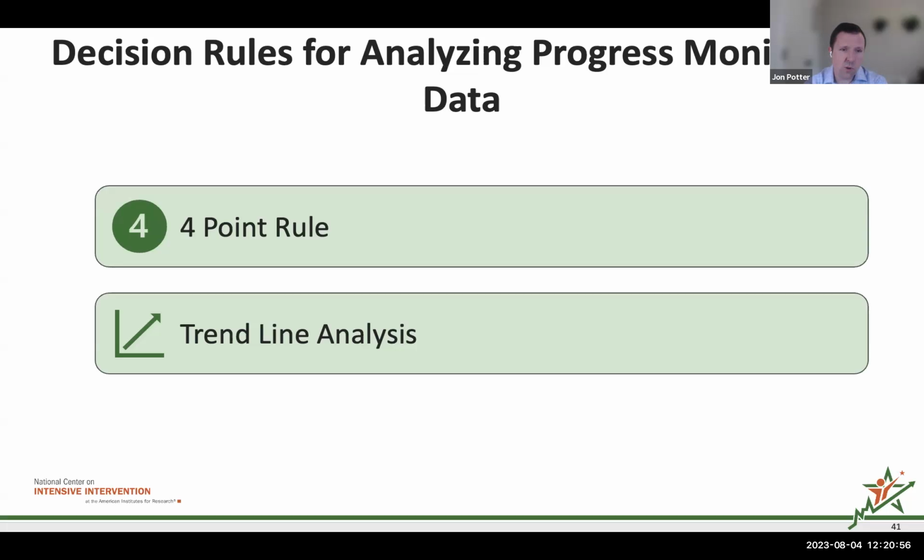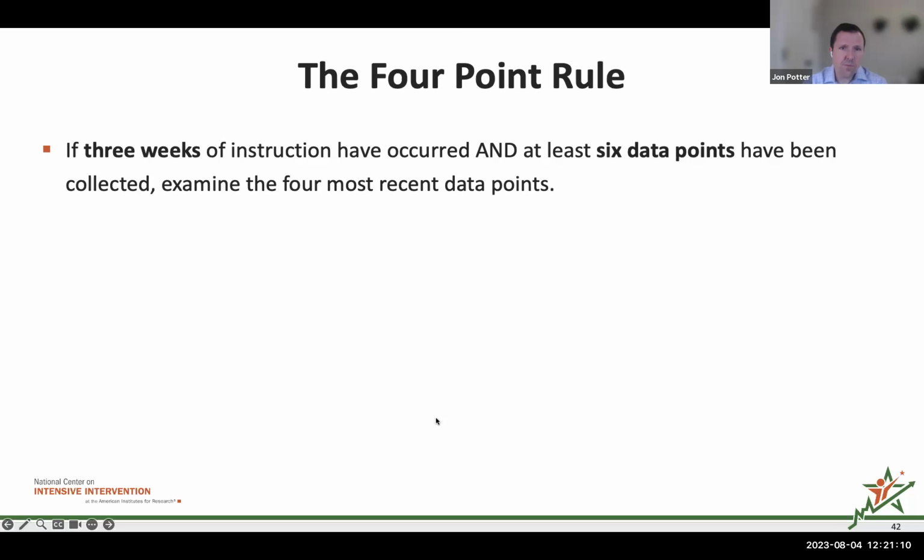And so I want to talk about just real briefly a couple different options. These aren't the only options, but these are two of the more highly used options for measuring your data against an aim line. So I'll talk about the 4-point rule, and I'll talk about using a trend line. All right, so the 4-point rule. So I would wait until you have at least 3 weeks of data in instruction and at least 6 data points. And so 3 weeks of instruction, 6 data points. If you're monitoring weekly, that's probably going to be 6 weeks of instruction.